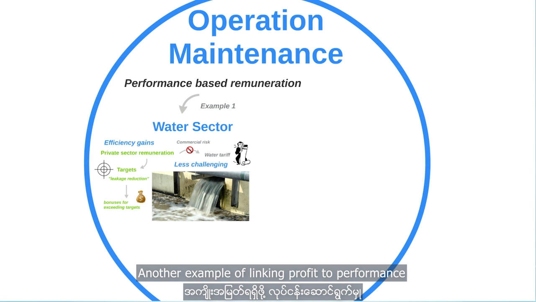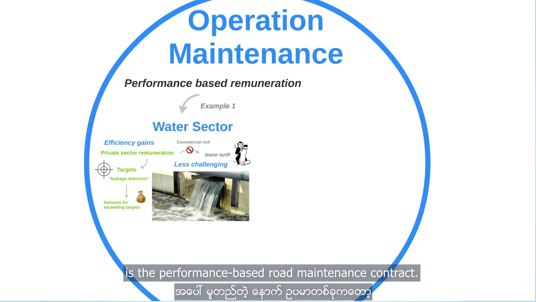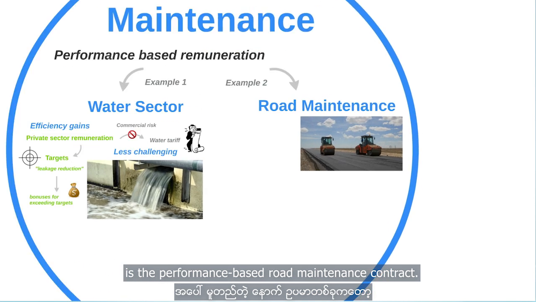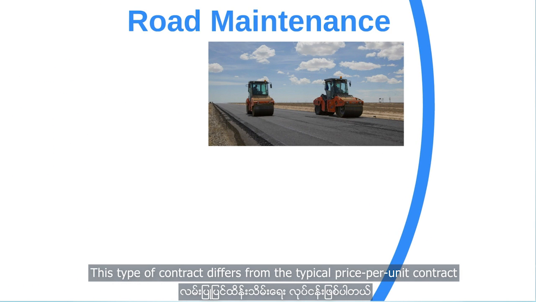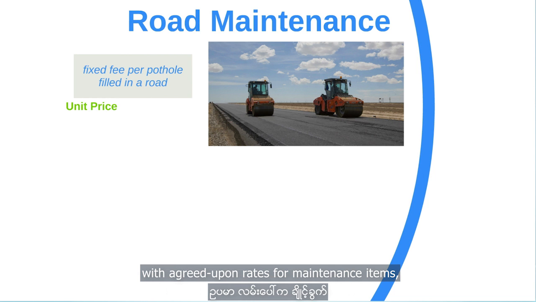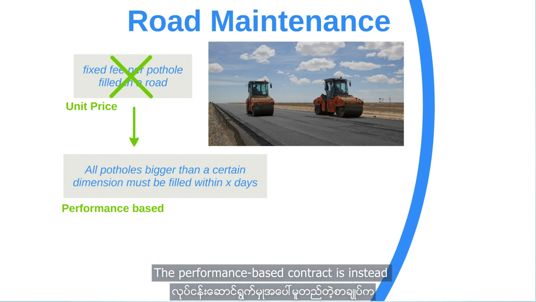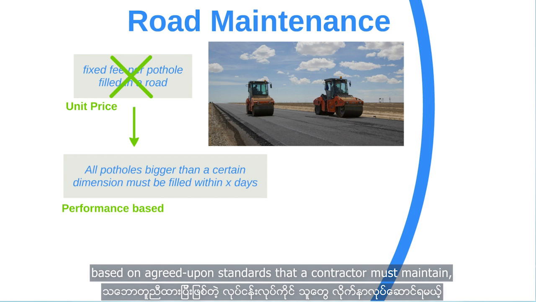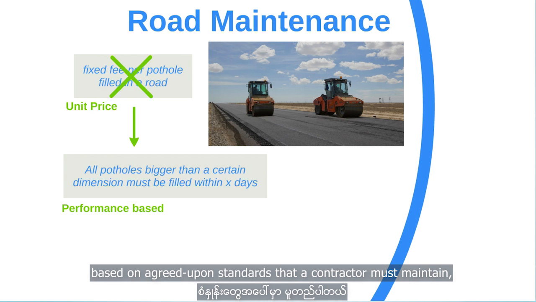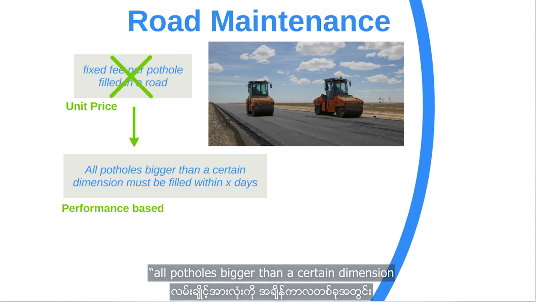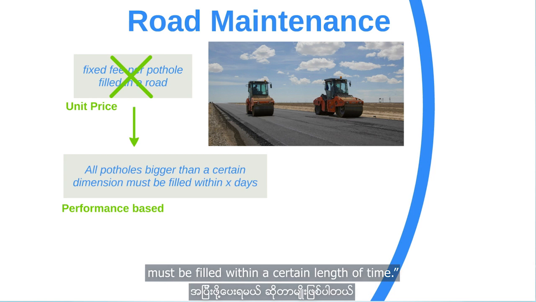Another example of linking profit to performance is the performance-based road maintenance contract. This type of contract differs from the typical price per unit contract, where fees are paid in accordance with agreed-upon rates for maintenance items, such as a fixed fee per pothole filled in a road. The performance-based contract is instead based on agreed-upon standards that a contractor must maintain. For example, all potholes bigger than a certain dimension must be filled within a certain length of time.